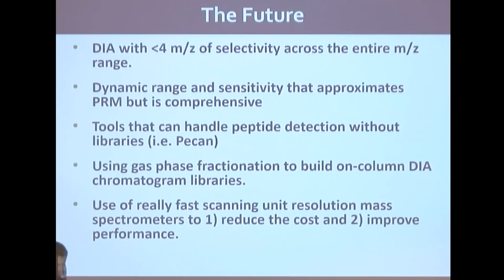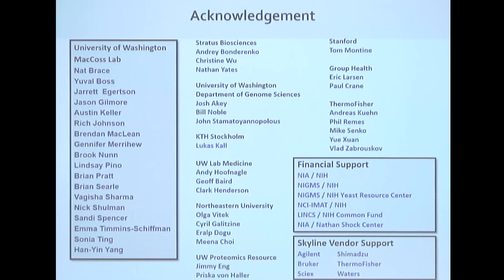And again, I'd like to acknowledge I've done none of this work, and so there's a large body of people that work really hard all the time. I'll point out that Jared Egertson came up with a lot of the multiplexing strategies within the lab. Austin Keller has been doing a lot of the initial implementation and taking over a lot of that work from Jared. He's also been working closely with Thermo Fisher and Phil Remish about looking at low-resolution data.